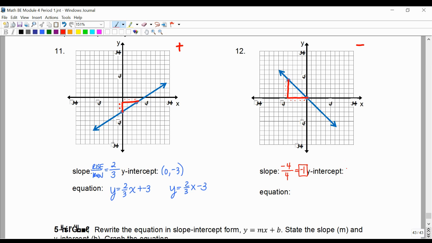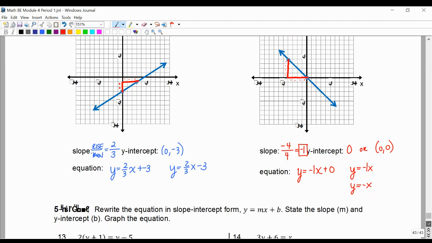Our y-intercept is (0, 0). And our equation is y equals -1x plus 0. Or y equals -1x. Or y equals -x. Again, feel free to replay the video or pause the video if you need to see me do that again.